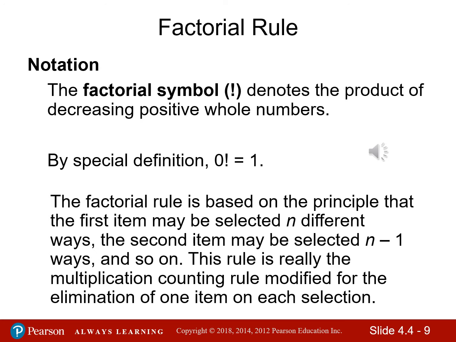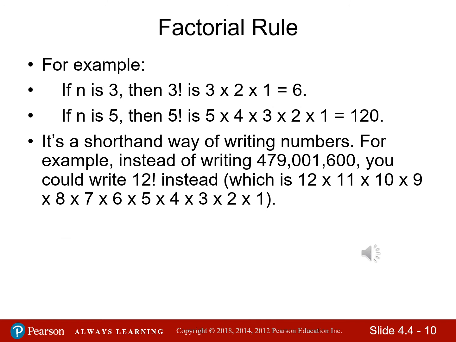The factorial rule is based on the principle that the first item may be selected in n different ways, and the second item may be selected in n-1 different ways, and the third item selected in n-2 different ways, and so on. This rule is really the multiplication counting rule modified for the elimination of one item on each selection.